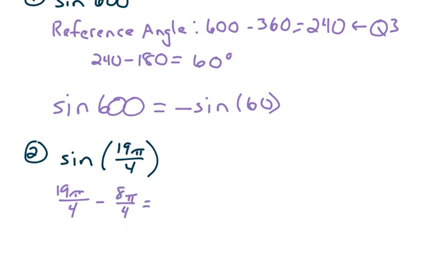19 pi over 4 minus 8 pi over 4 is still going to be over 4. Remember, when you add and subtract fractions, the denominator never changes.